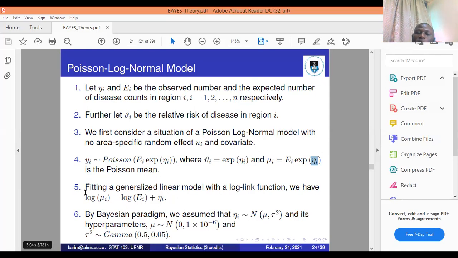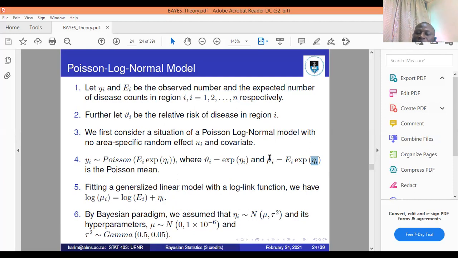Now, we are fitting a generalized linear model with a log-link function. Using the generalized linear model, we can fit data that are normally distributed. We can fit data that are Poisson in nature. And we can fit data that have a binomial distribution as well. So we are fitting a generalized linear model with a log-link function.